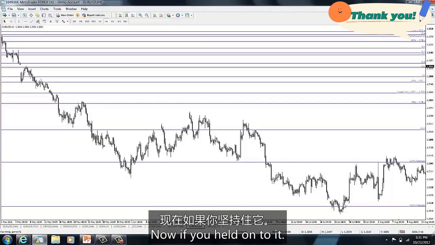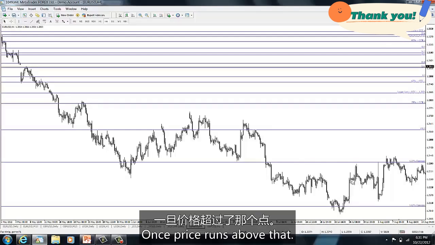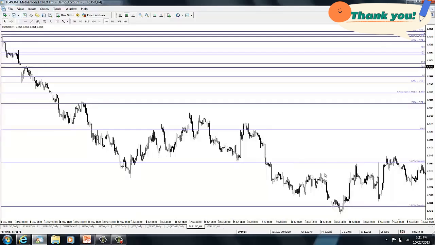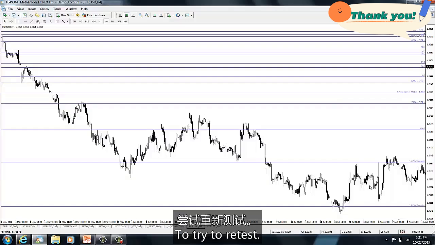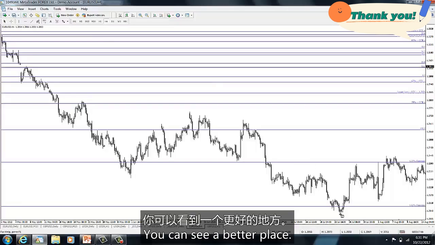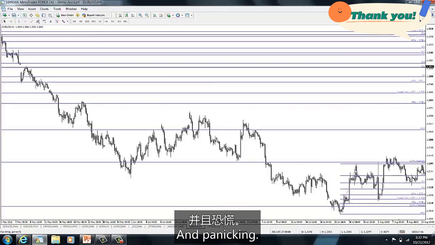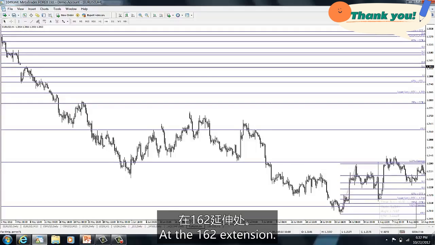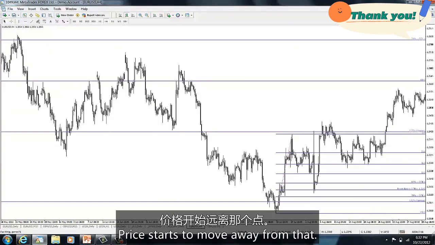Now if you held on to it and it breaks this high here, once price runs above that, you have now a break or a market structure shift. So you don't want to just collapse the trade there. You want to wait for it to try to retest and get back down to these lows. And by using another optimal trade entry, you can see a better place to cover your short instead of just getting out here and panicking. You can get out down here at the 162 extension, and then obviously price starts to move away from that.